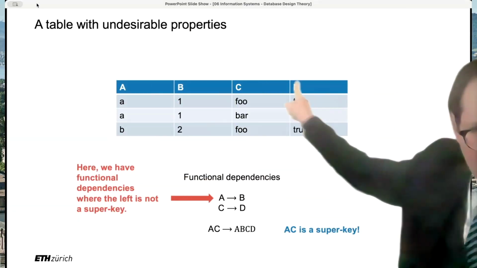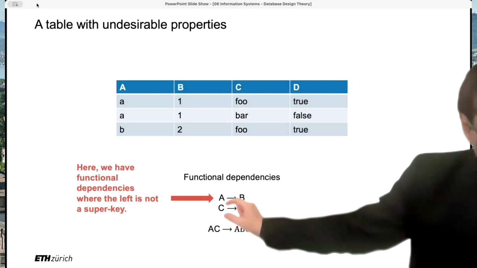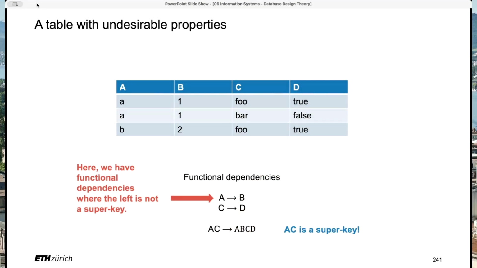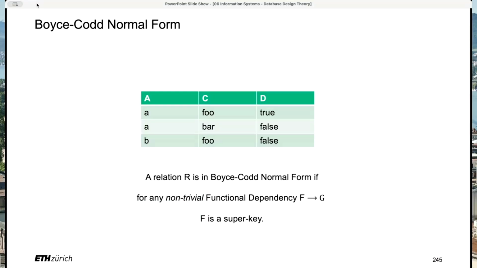But this other one is the table with undesirable properties, because we have functional dependencies where the left is not a super key. And that's exactly what the Boyce-Codd normal form is. You have a table in the Boyce-Codd normal form when, looking at the functional dependencies, the left is always a super key. So this table right here that you see on your screen is in the Boyce-Codd normal form, because when you look at the functional dependencies, what's on the left is always a super key.